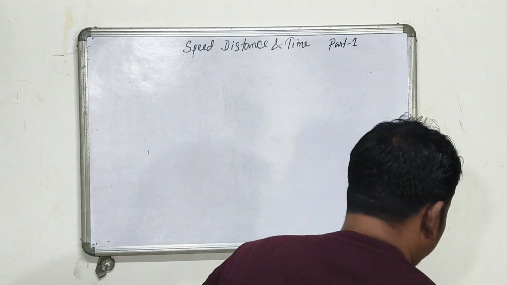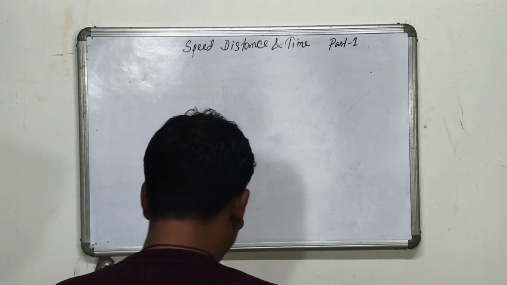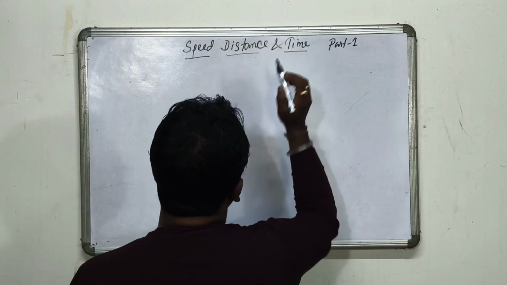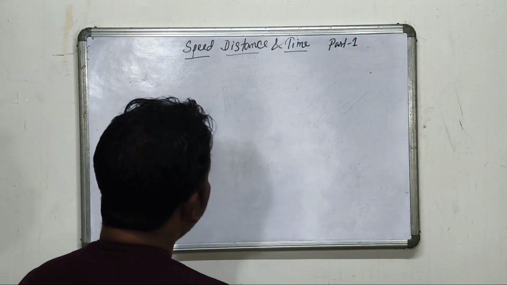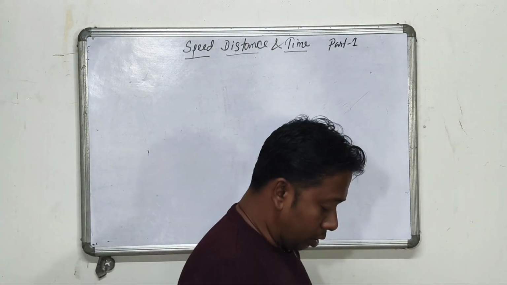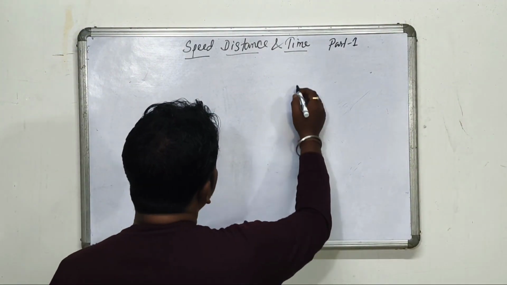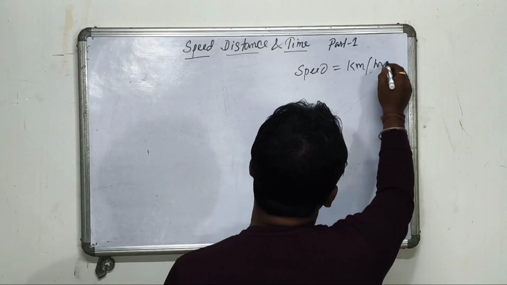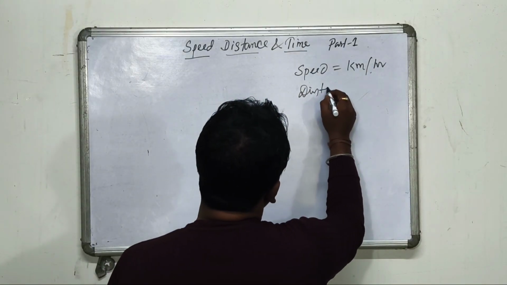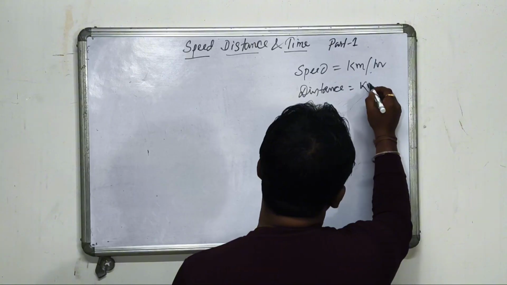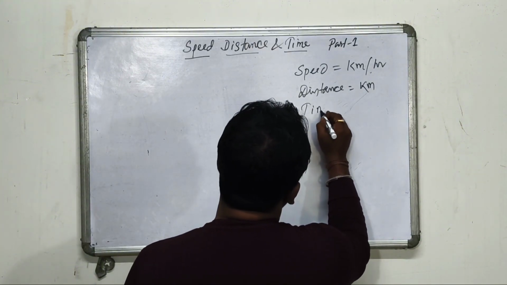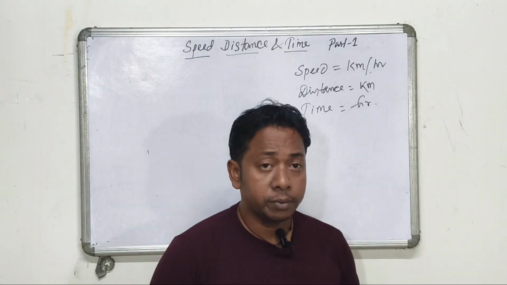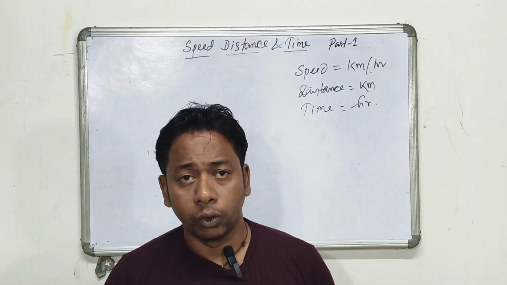So here three terminologies are there, that is speed, distance and time. Basically, first we have to know some units of these. What is the unit of the speed? The unit of the speed is kilometer per hour. What is the unit of the distance? Distance means kilometer. And what is the unit of the time? That is hour. Okay, so unit is very important in this math. Unit plays a very vital role.